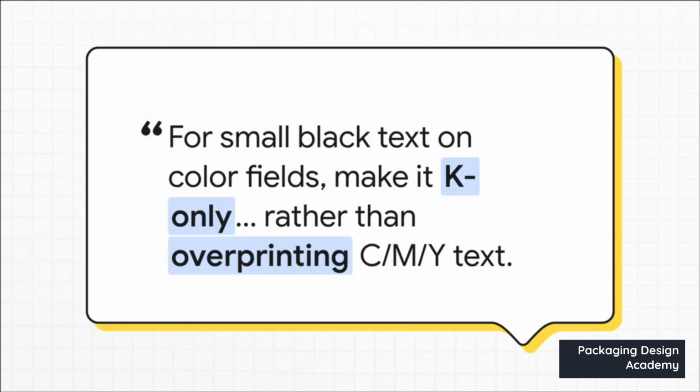And hey, here is a fantastic practical tip for all you designers that really shows why knowing this stuff matters. If you have small black text on a colored background, don't make the text out of all 4 colors. Just make it 100% black or K only. This completely eliminates the risk of 3 of those colors being slightly misaligned and making your text blurry. It's such a simple fix for a super common problem.